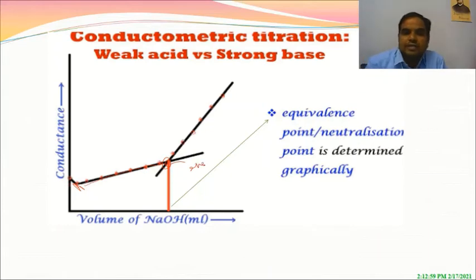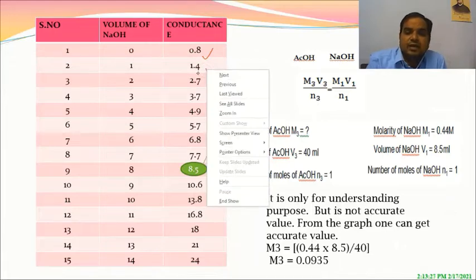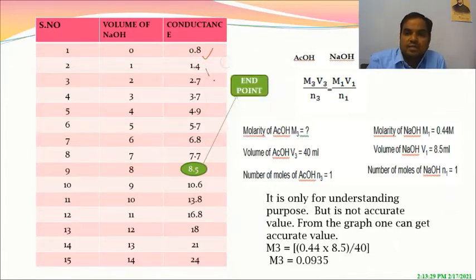When you go to the calculation part, initially the conductance of the acetic acid is very low, 0.8. Whenever sodium hydroxide is added from the burette, the conductance is increasing, up to the point 8.5. At 8.5 ml, it corresponds to your end point. After reaching the end point, on further addition of sodium hydroxide, the conductance increases drastically due to the accumulation of OH minus ions.